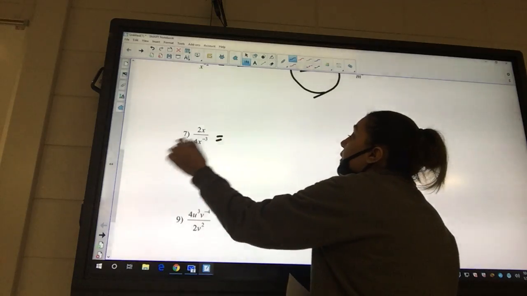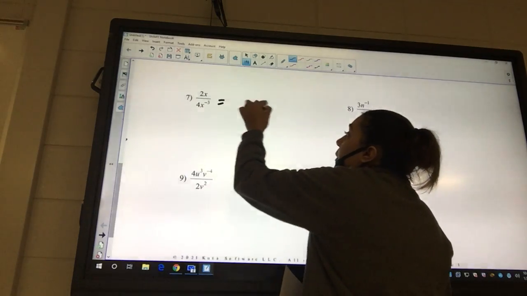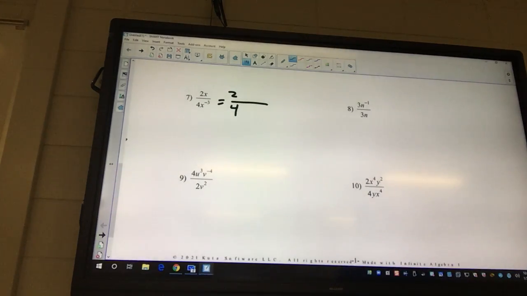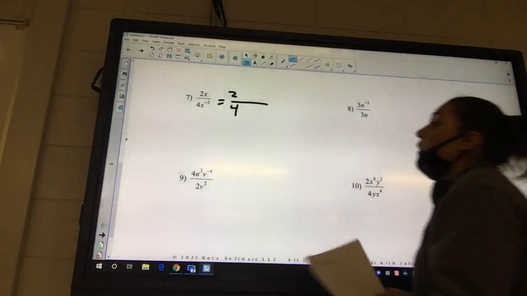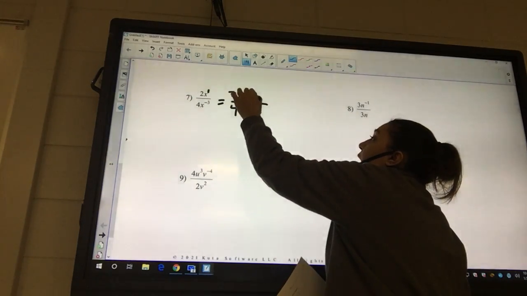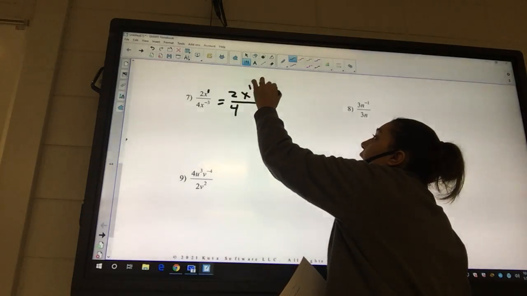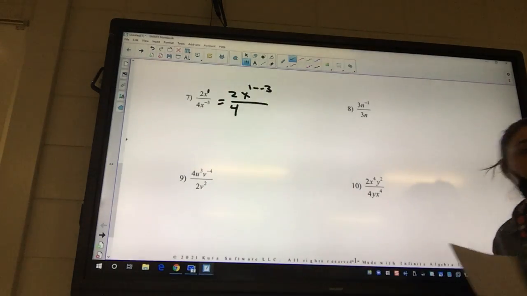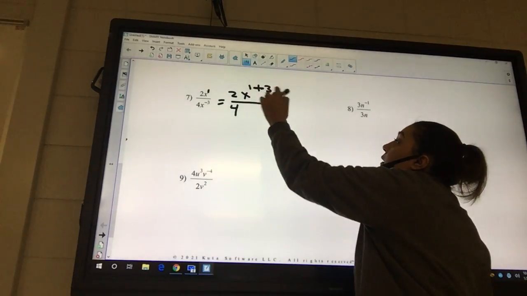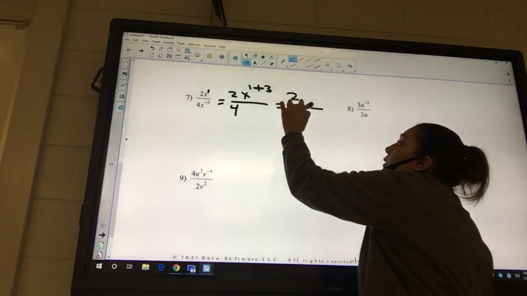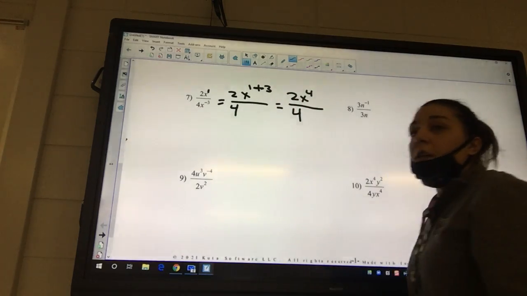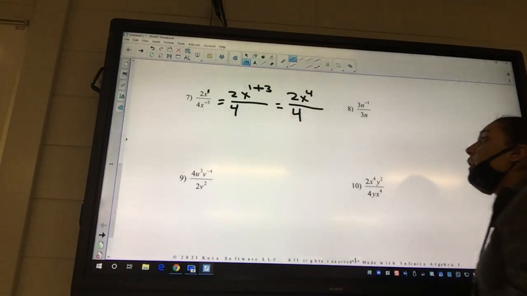Okay, look at 7. We keep our big numbers, so we're going to fill them in, 2 and 4. Okay, and then we subtract our other ones, okay? And so this is really a 1 right here. There's a magic imaginary 1 there. So it's going to be x to the 1 minus -3. Okay, what's a minus? Plus. So we're going to have 2 and a 4, and you're going to have x to the 4th. Are there any negatives? No, so we're done.